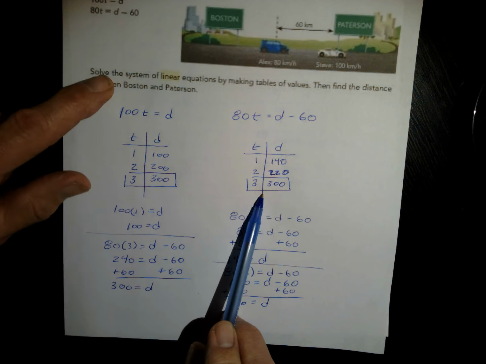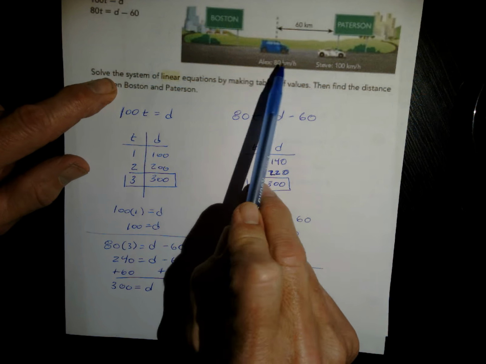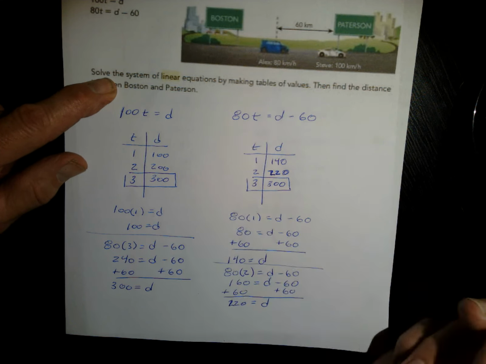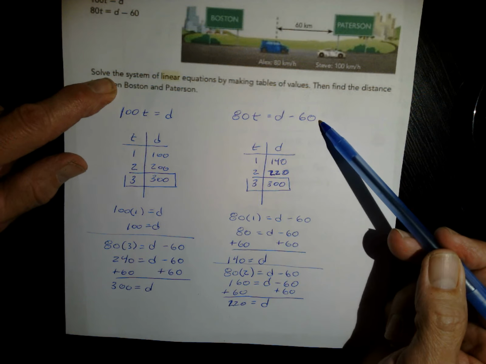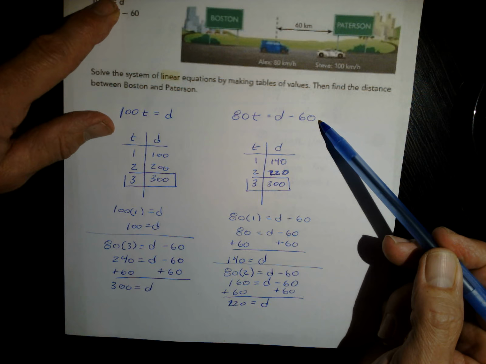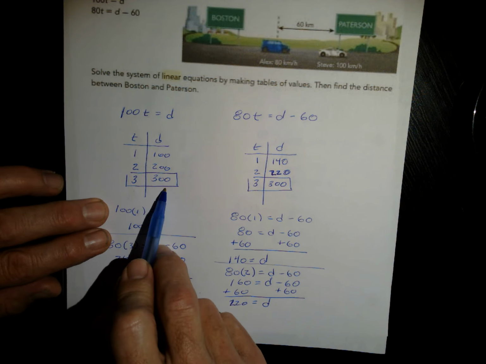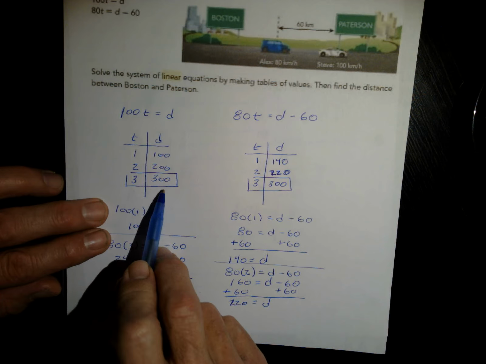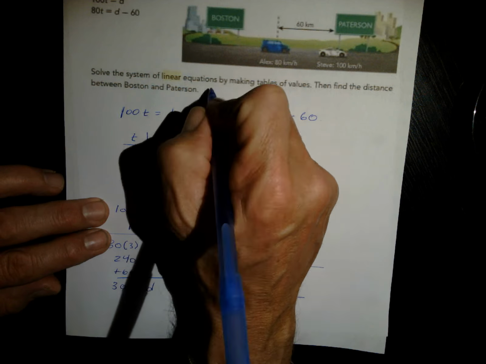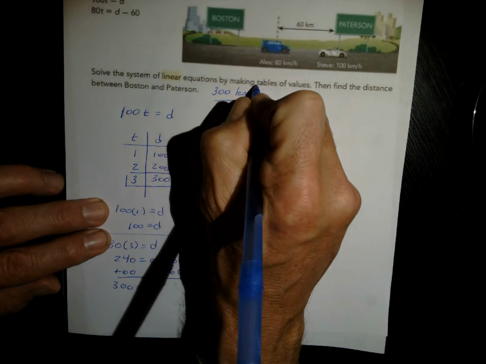At this time, Steve has reached Patterson, and Alex is behind him by 60 kilometers away from Patterson. So now we know that Steve has driven for 3 hours and has driven 300 kilometers. And Patterson, the distance between Boston and Patterson is going to be 300 kilometers.